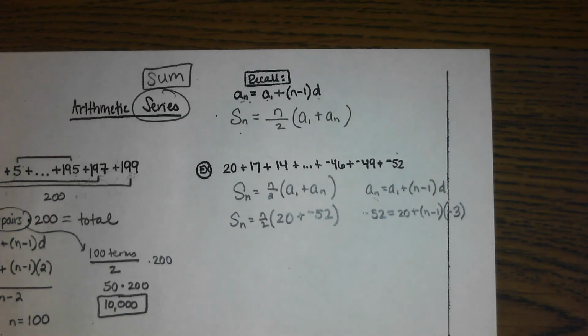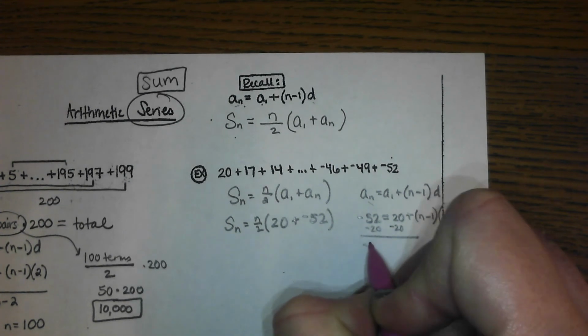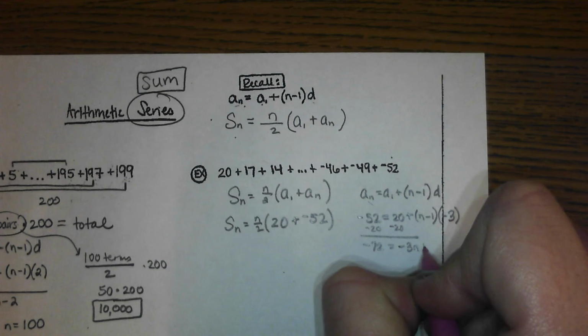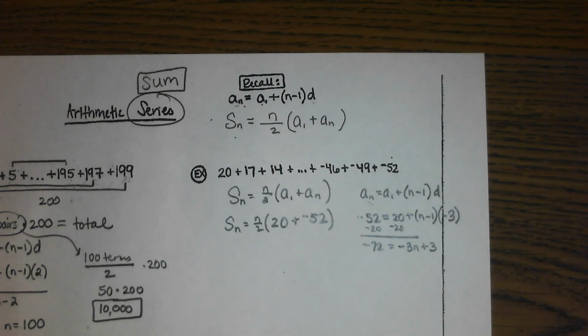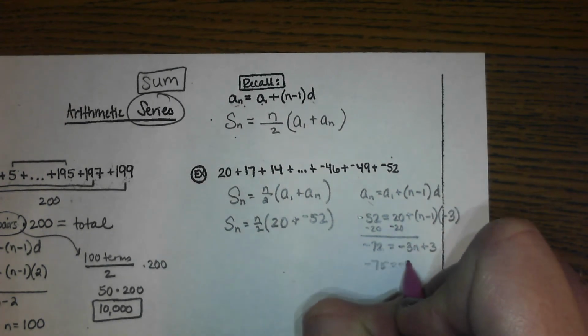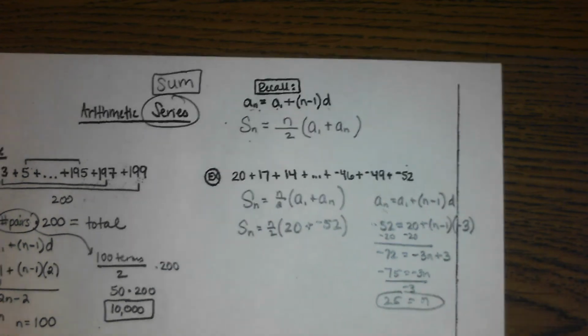Let's use that to solve for n so that we can go back to the series formula, which is our main goal, and find the series total. So I'm going to subtract 20 over. At the same time, I'm going to distribute the negative 3. Subtract 3 over, get negative 75 equals negative 3n. Divide by negative 3. The number of terms is 25.